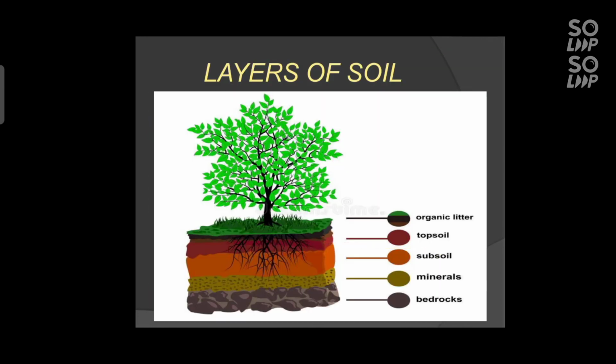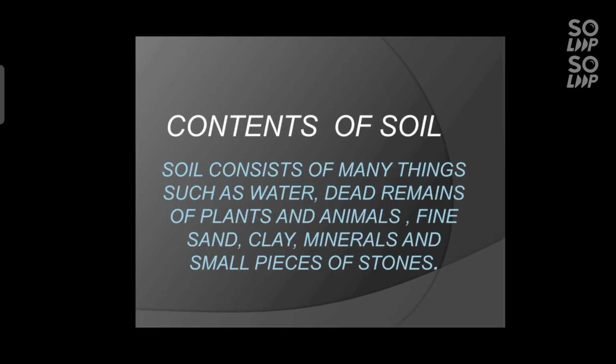You can see here also an example of layers of the soil. Our earth is made up of bedrocks at the bottom, parent material, subsoil, topsoil and organic layer. Contents of soil. Soil consists of many things such as water, dead remains of plants and animals, fine sand, clay, minerals and small pieces of stones.